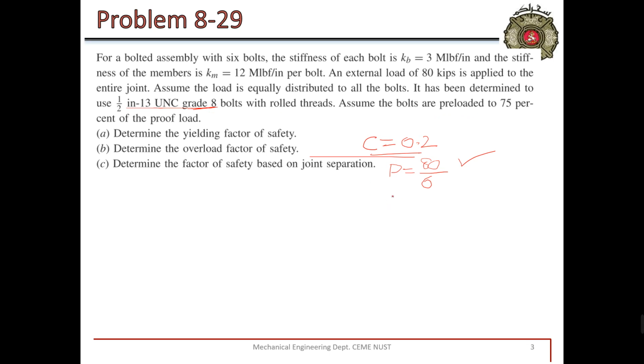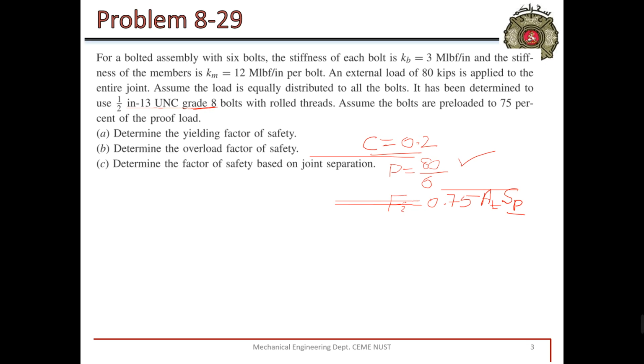So Fi is equal to 0.75 of preload, which is equal to 0.75 Sp At. For Sp, grade 8 bolt, go to the table. Table number I have not written here.